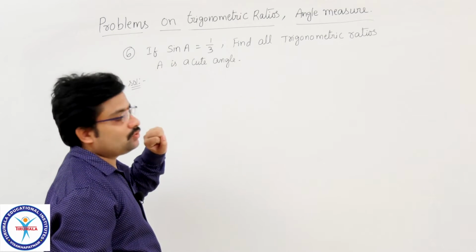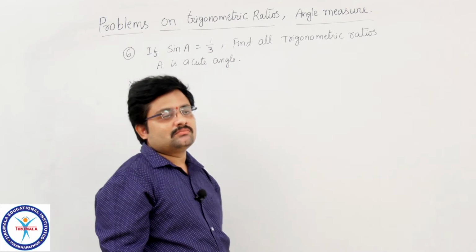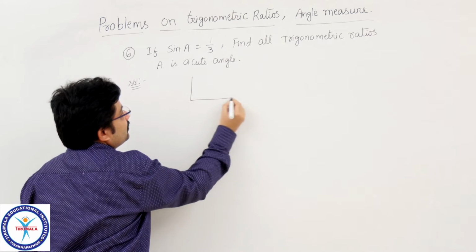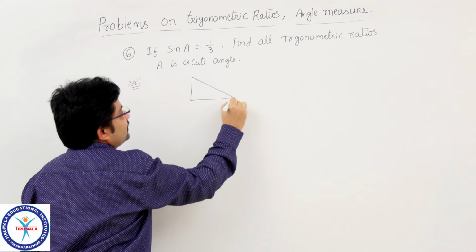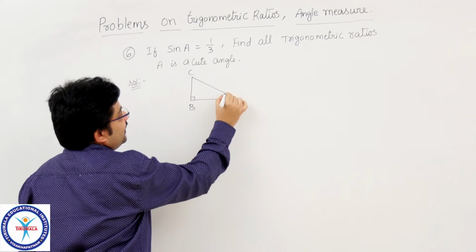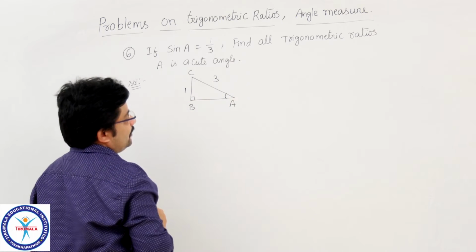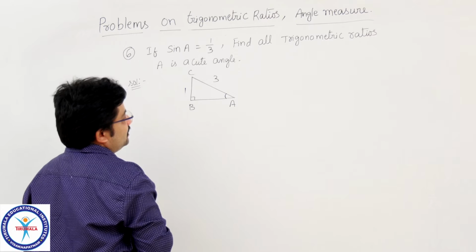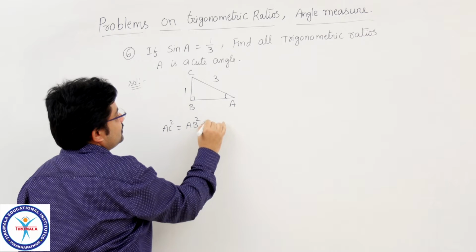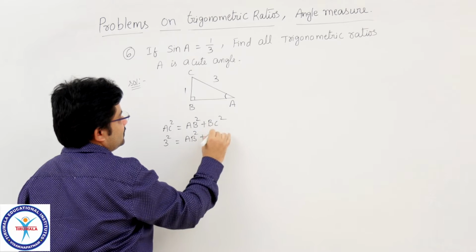Here sin A is equal to 1 by 3 and we have to find all other trigonometric ratios. So sin A is equal to 1 by 3. Let us think that ABC is a right angle triangle. What is sin A? Opposite side by hypotenuse. BC is the opposite side and AC is the hypotenuse. Now let us find out the length of AB. So AC square is equal to AB square plus BC square. 3 square is equal to AB square plus 1 square.